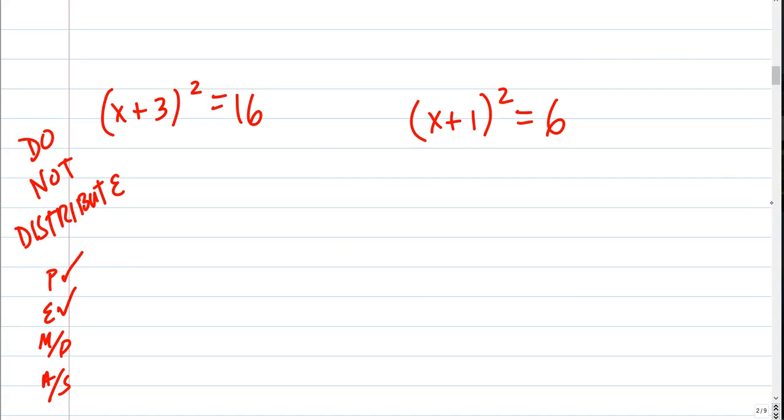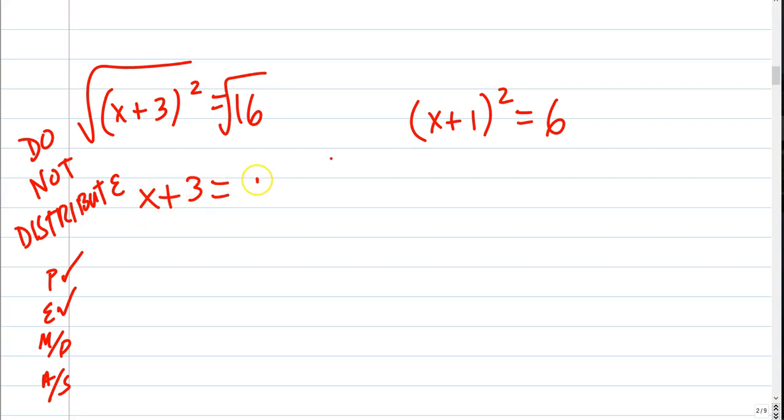A couple more examples. The key here is do not distribute this. You're like, well, why not? Well, we'll see. But see, I don't have to distribute this. I see this x plus 3 is happening inside parentheses and then the exponent. I can deal with that exponent without distributing it at all. I can undo the square by square rooting it and get x plus 3 is equal to, what's the square root of 16?